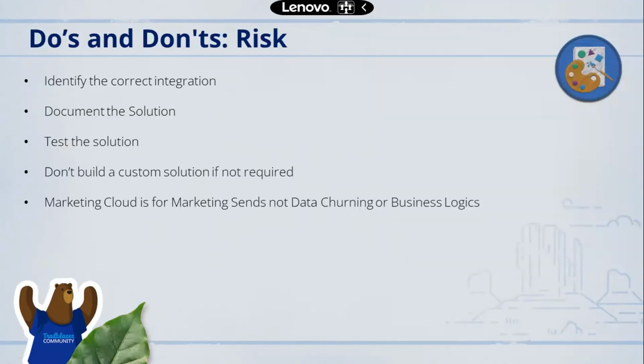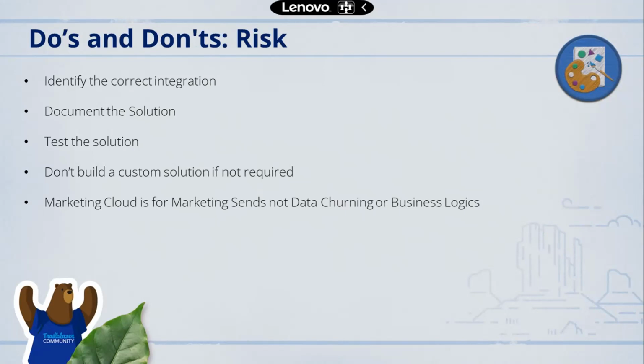These are some do's and don'ts and risks which I want to touch base on, certain things which we need to take care of. Definitely identify what type of integration is required, and then take a decision to do that correct integration. Document your overall approach and solution. First, spend some time documenting what approach you want to take and what the overall solution looks like. Go through a number of iterations of that documentation process.